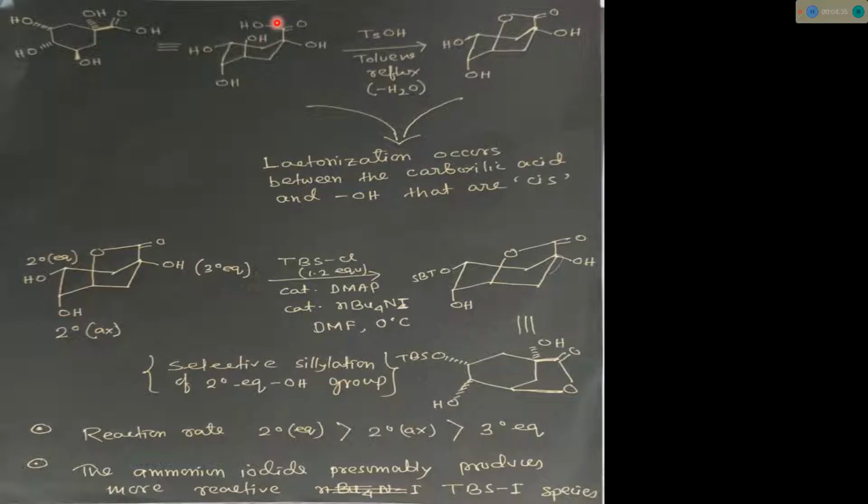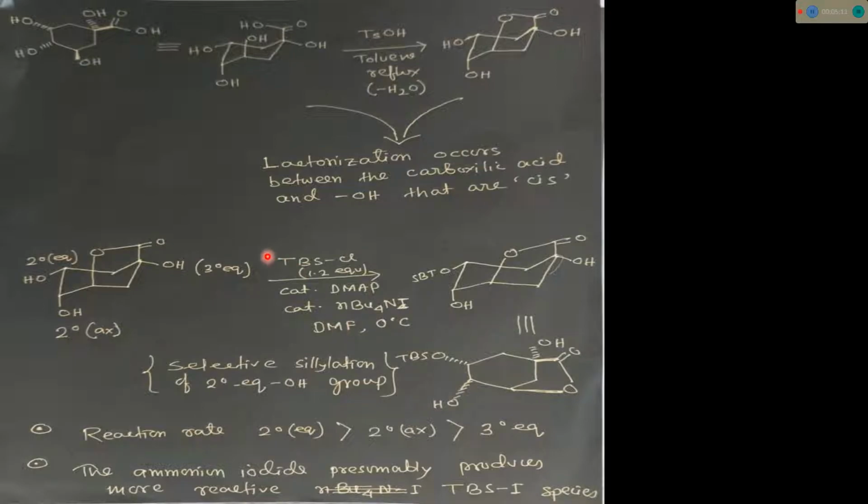So this carboxylic acid reacts with the OH group at position 3 by removing a water molecule to form a cyclic ester or lactone. So in this step, lactonization takes place between the carboxylic acid and the OH group which are in cis manner. So this carboxylic acid and the OH group at position 3 will take part in the lactonization process. So after this step, we obtain this molecule. Now we are using TBSCl, catalytic amount of DMAP, catalytic amount of tetrabutyl ammonium iodide, DMF.